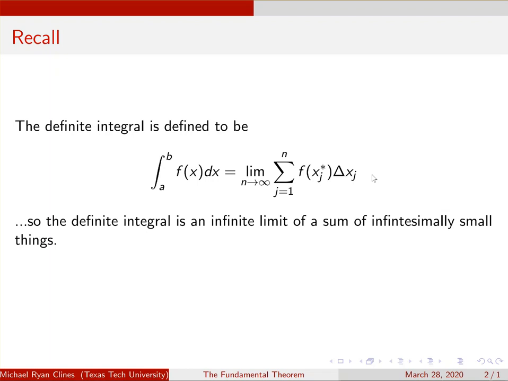But there's a small problem. We can only approximate that. We can only come up with a finite number of rectangles. How do you calculate the area of an infinite number of rectangles? That's insane. How on earth are we going to calculate this?